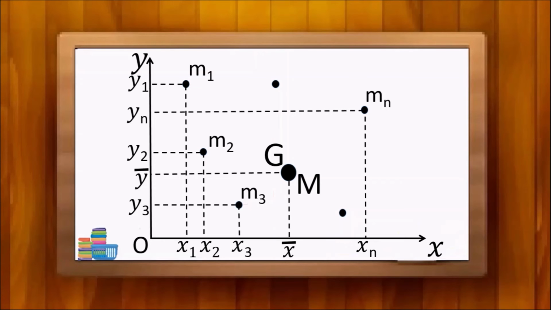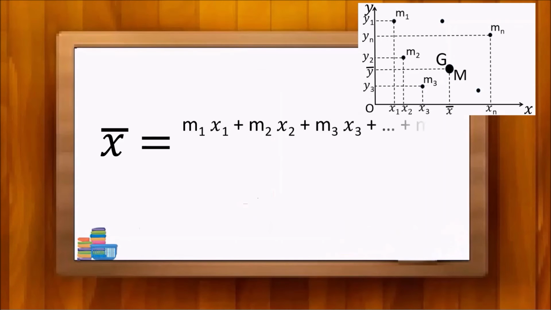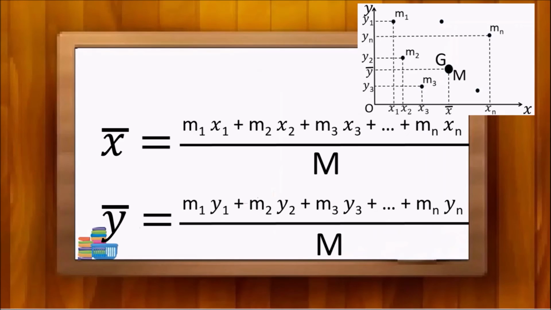I can define x bar and y bar as this. X bar equals m1x1 plus m2x2 plus m3x3 plus so on plus mnxn, divided wholly by capital M. Y bar equals m1y1 plus m2y2 plus m3y3 plus so on plus mnyn, divided wholly by capital M. According to these two formulae, we can find where the center of mass takes place. But what is the method of building up these formulae?